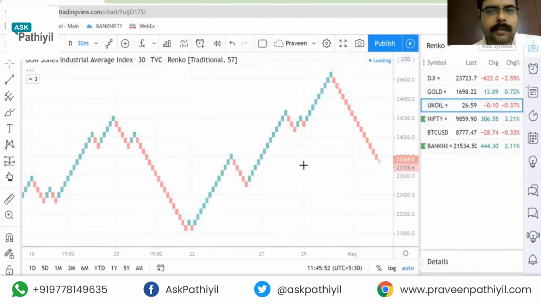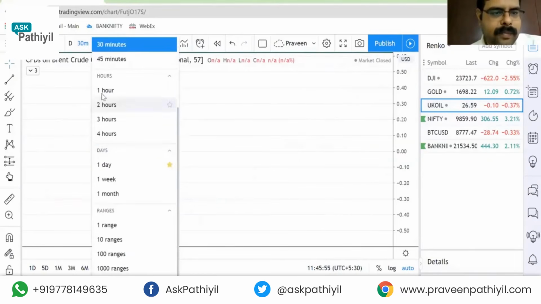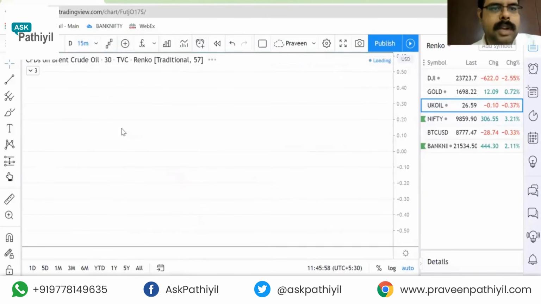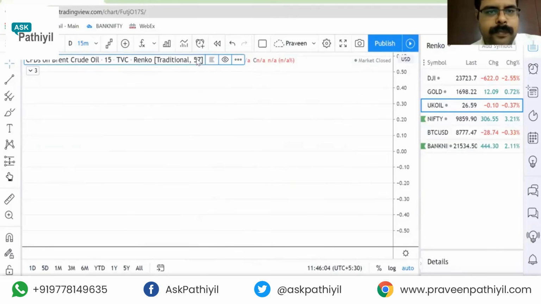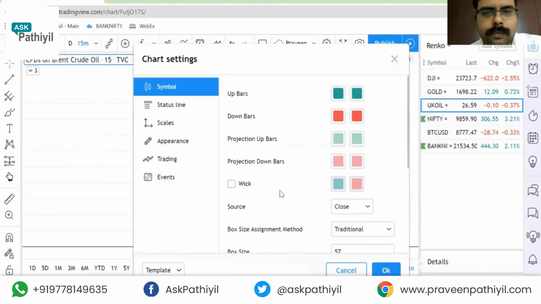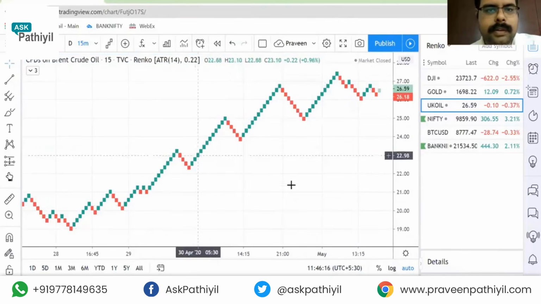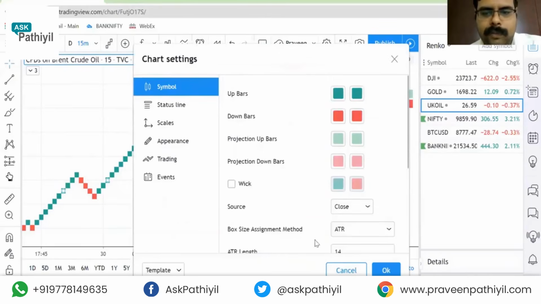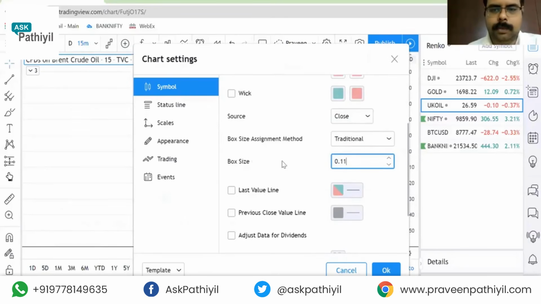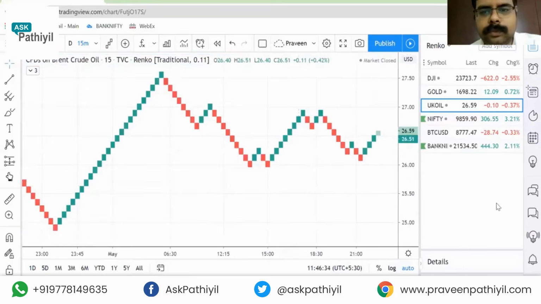Just going to crude oil, a different time frame, maybe say 15 minutes chart. Need to go and find out the first thing, ATR 14. The 15 minutes is 0.22. I'm redefining it, traditional, 0.11, which is half of it. Here I go.